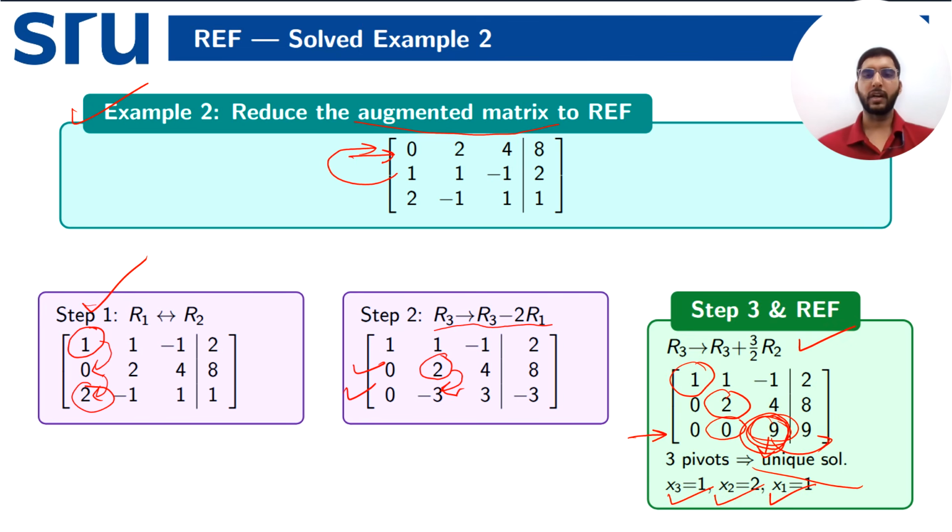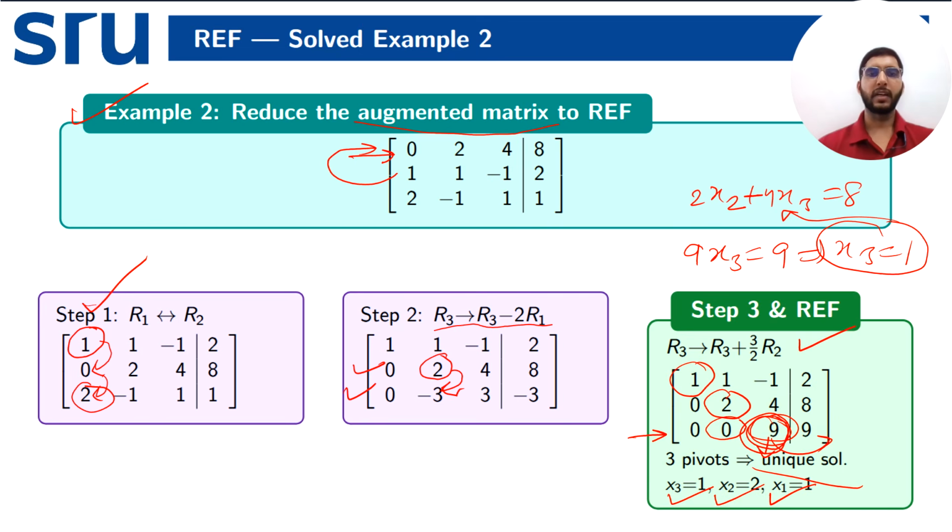Okay, how do you solve that? You just back substitute it. That is, the last equation I'm writing 9x3 equal to 9. That will give you x3 equal to 1. Similarly, the second equation is 2x2 plus 4x3 equal to 8. Here I already have the value of x3, replace it here, I get the value of x2. Similarly you can get the value of x1 as well. Okay, and that is all in this example.